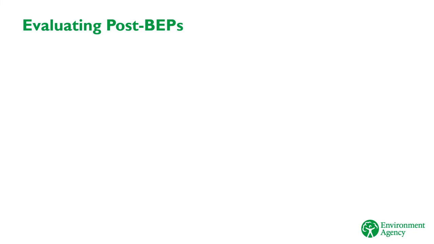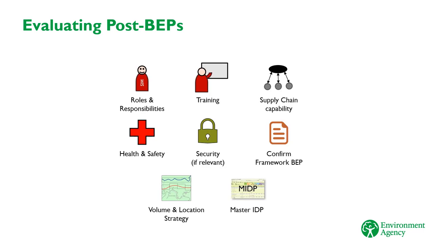Finally, within the 6-week period after contract award, the supplier also has to produce the Postaward BIM Execution Plan, or Post-BEP. This builds on the pre-BEP to provide more detail on how the supplier will deliver the project with BIM. As we've already discussed, the Post-BEP needs to include the volume and location strategy and the MIDP. It should cover some key elements, including roles and responsibilities, training requirements, supply chain capability, health and safety, and security.